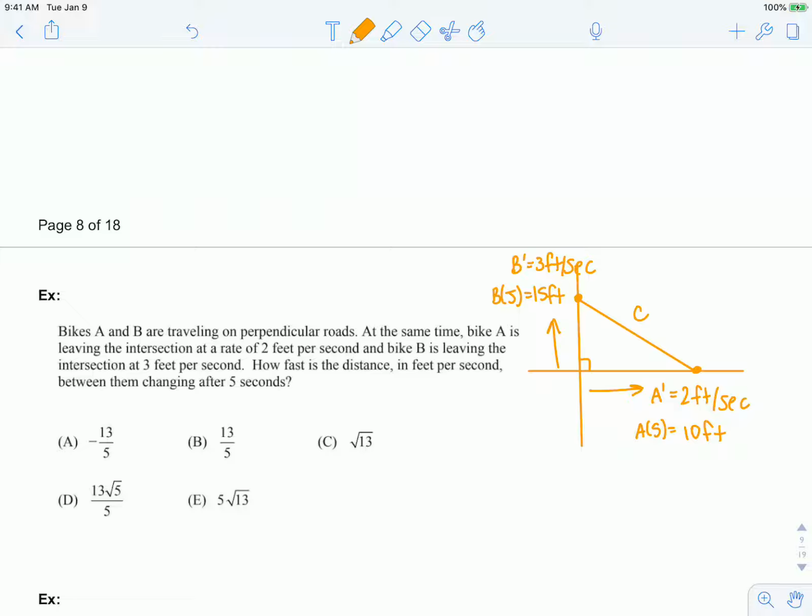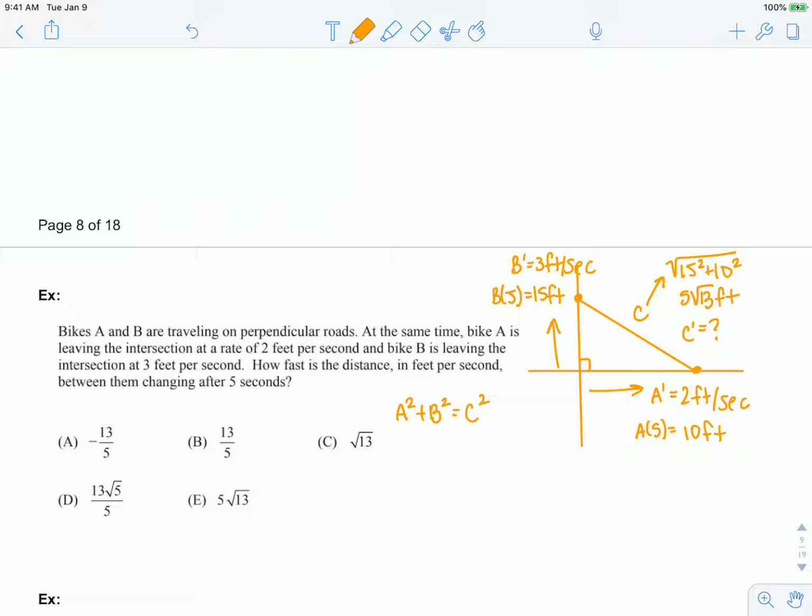So at 5 seconds, C we can find using the Pythagorean theorem. C will be the square root of 15 squared plus 10 squared, or it will be 5 square root 13 feet. And we're looking for how fast is the distance in feet per second between them changing. So we're looking for C prime. So we already see that A, B, and C are connected by the Pythagorean theorem.